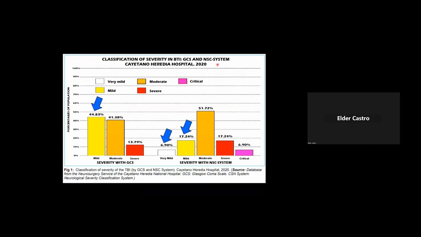The graphic is about the severity in BTI with the Glasgow scale versus the MINSA system. In colors, the categories of each system, we can see that the percentage of mild cases with Glasgow was more than the percentage of mild and very mild cases with the MINSA system.